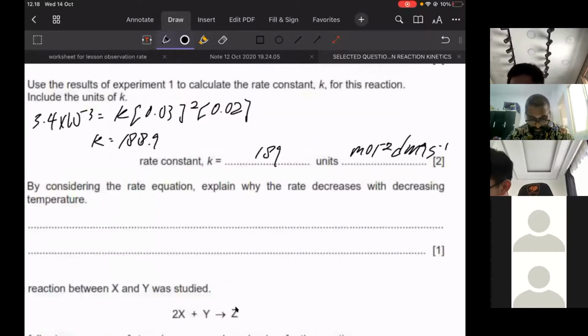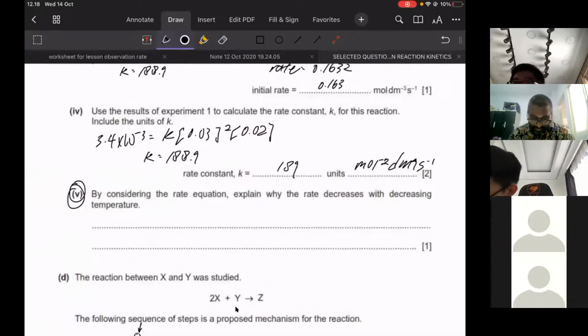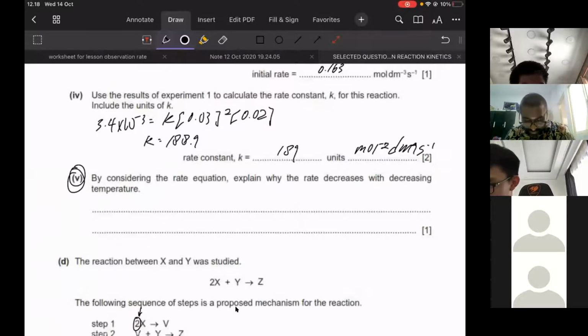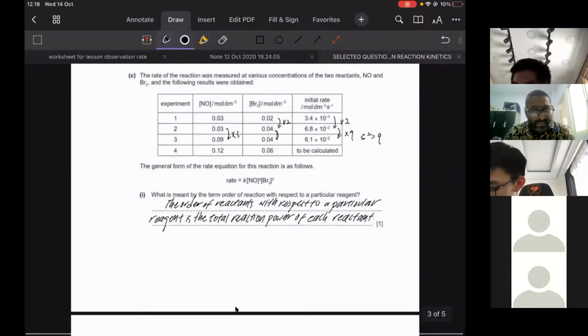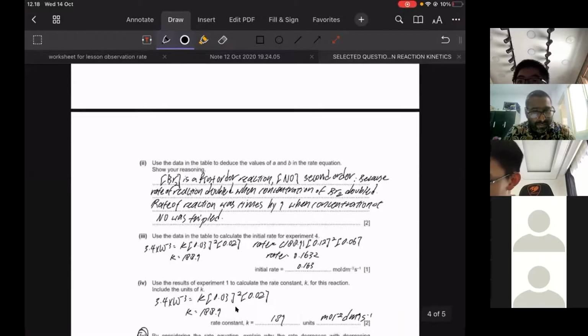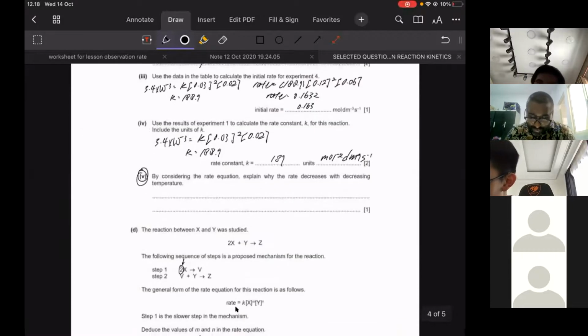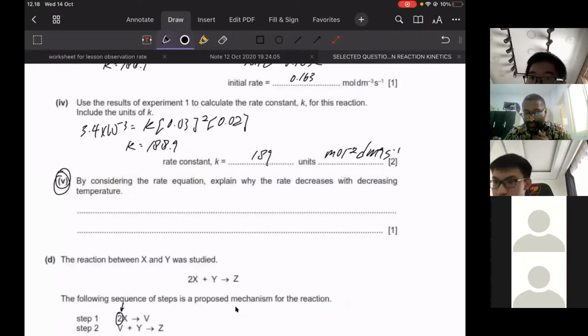The equation is... Actually, no need for the equation, by considering that normally rate decreases with decreasing temperature. So you follow the rate equation. So what is your A and B? Can you tell me? 2 and 1. 2 and 1, right? So it means both of them are NO and Br2, right? So NO is reacting with Br2, right?